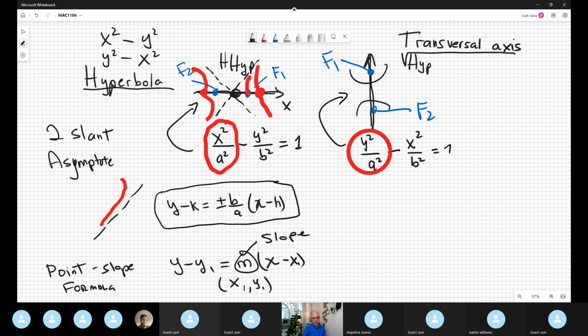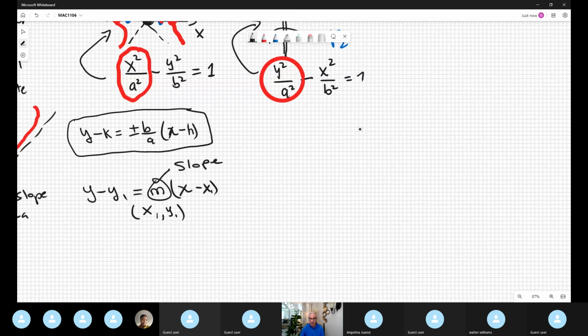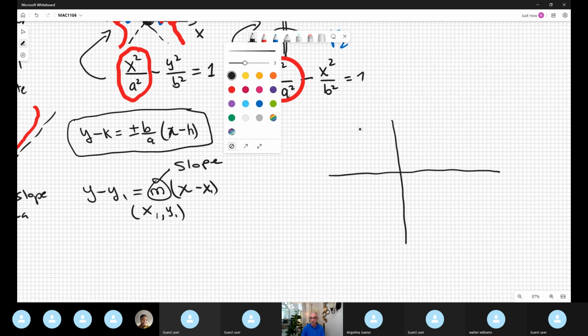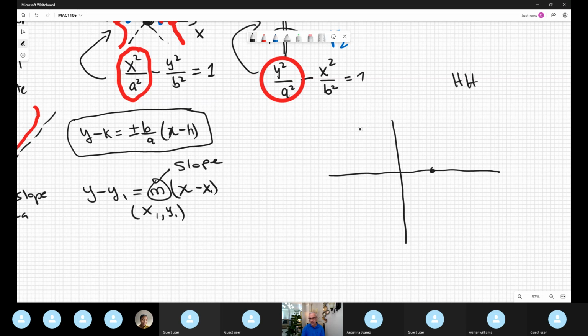It's x1, y1, and its slope is b over a. Let me try to make another, more accurate sketch of the hyperbola. To graph the hyperbola in detail, we need the vertices. Let me use black color. Suppose it's a horizontal hyperbola. This is vertex 1. This distance is A. This is vertex 2, totally symmetric. This distance is A also. We have the foci in blue, a little bit bigger: focus 1, focus 2.